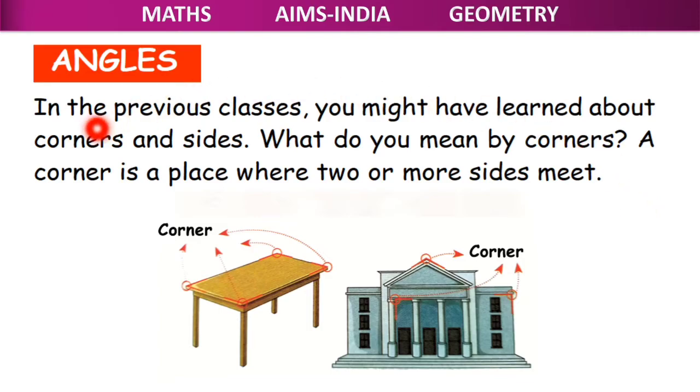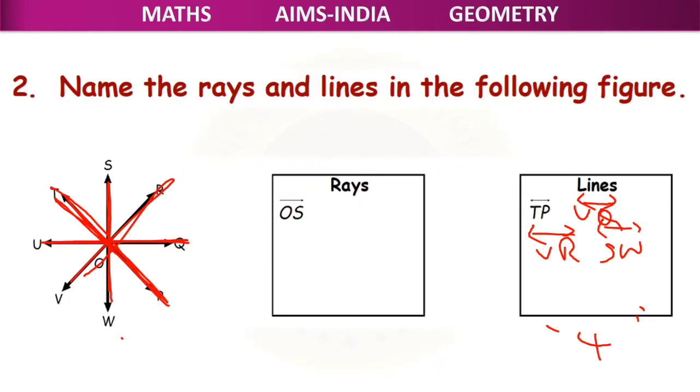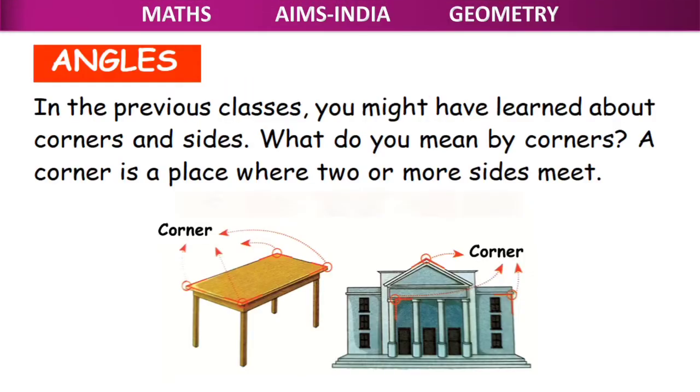Now coming to angles. What did we learn just now? We have learnt about points, lines, rays and line segments. Now coming to angles. The concept here is angles. In the previous class, yes children, what do you mean by corners and sides? We have already learned what is a corner and a side.